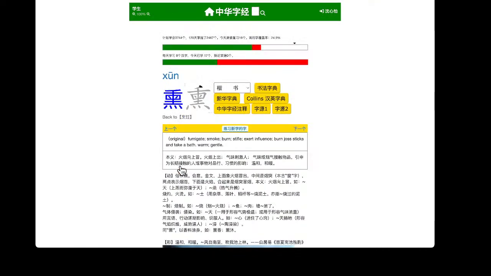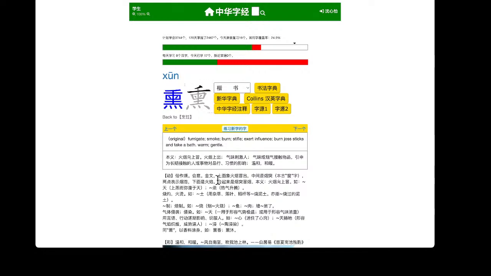熏. 熏 means smoke, actually. You're preparing food by smoking the food. Fumigate. I think fumigate is also a medical procedure, to use hot smoke to disinfect. Smoke, burn. That's called 熏. Now, another meaning is to exert influence.